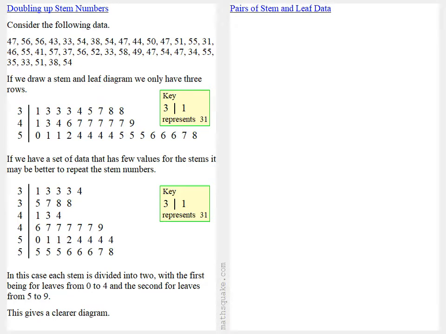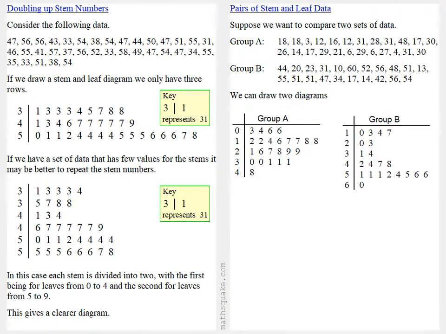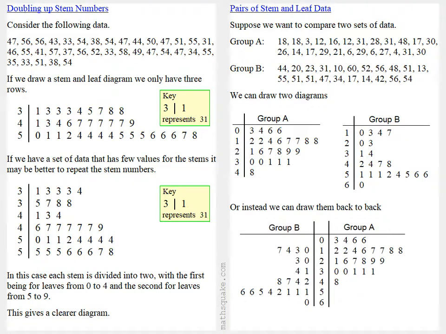Now we can also pair up stem and leaf diagrams. Suppose we want to compare two sets of data, set A and set B. Well, we can draw two separate diagrams, one for group A and one for group B. But instead, we can draw them back to back. Now in this case, group A is drawn exactly as it was before, but group B is drawn backwards.